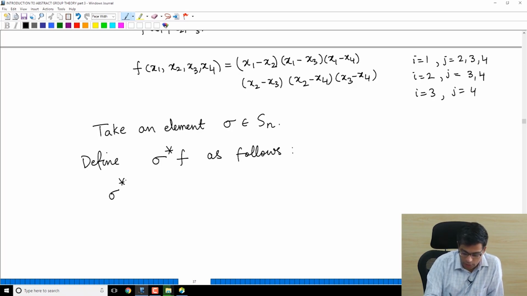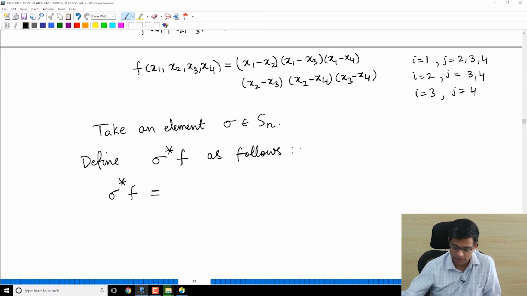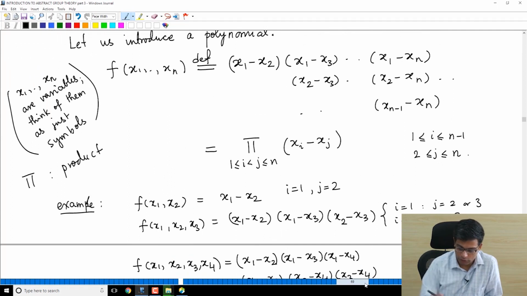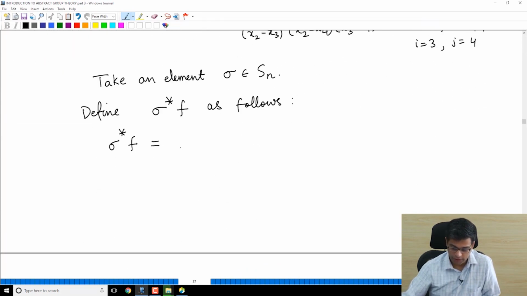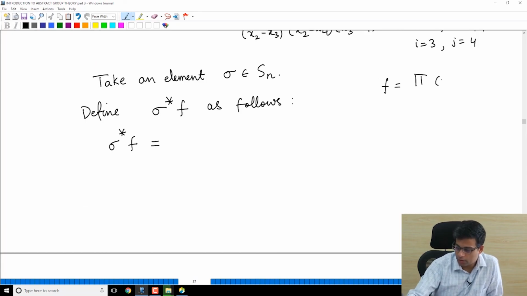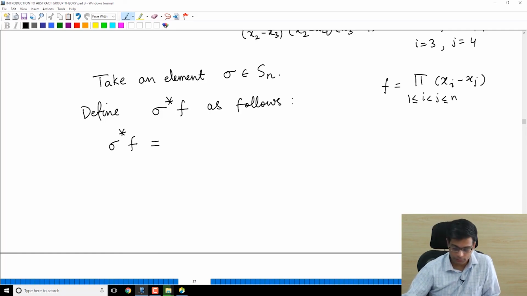So sigma star of f will be... remember f, sometimes I don't write the variables. So we have f is the product of xi minus xj, for 1 less than or equal to i, and i is strictly less than j, and j is less than or equal to n. So sigma star f I will define. So I'm going to modify f. So sigma star f is a modification.